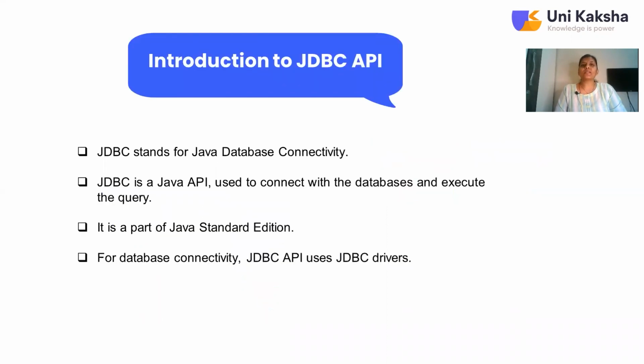So let's get started. Let's first have a look on the Jdbc API. Now, what do you mean by Jdbc? So Jdbc is considered as a Java database connectivity. This is specifically used for connecting with the databases. So this is a Java API which is used to connect with the database by executing the number of queries. Here it is considered as a part of Java Standard Edition.